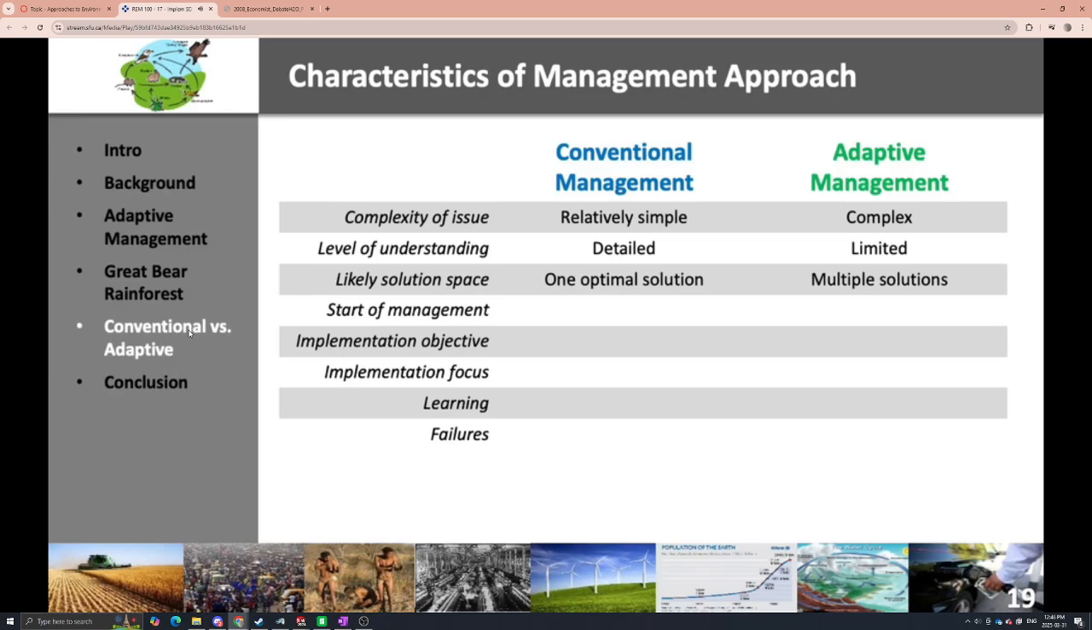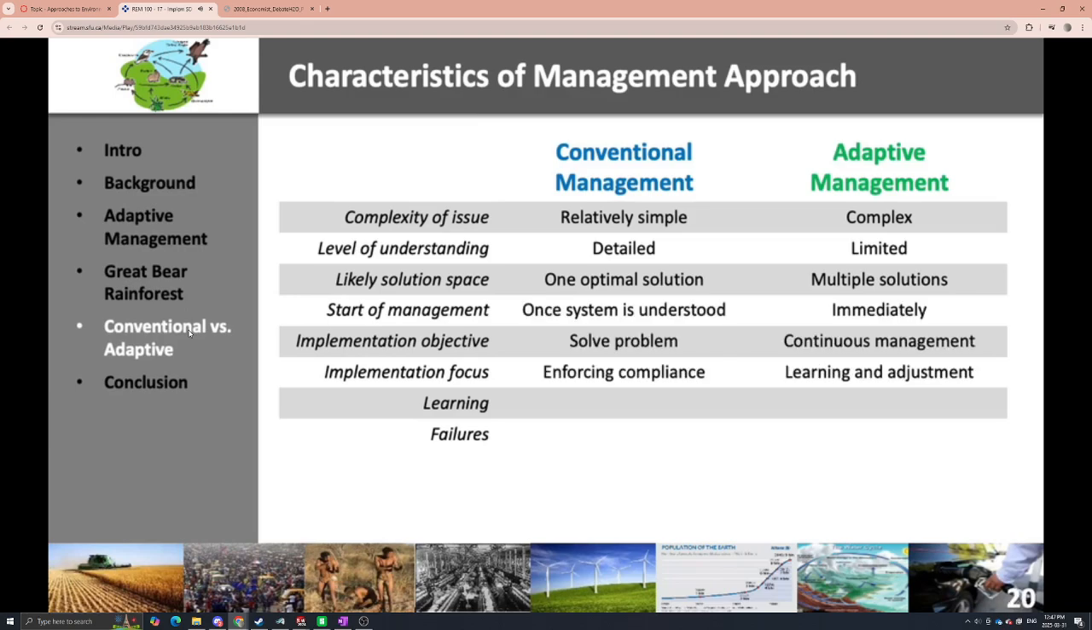Another difference in the nature of the problems is that the likely solution space for the two differs. Relatively simple problems tackled with the conventional management approach often have a single optimal solution. It is in everybody's interest to reduce air pollution to the absolute minimum, and there's generally no controversy around this. But the situation is not so clear-cut for more complex issues that have many different stakeholders with often conflicting objectives and priorities. In these situations, there are often multiple possible solutions, and finding just the right one is a critical piece of the whole puzzle.